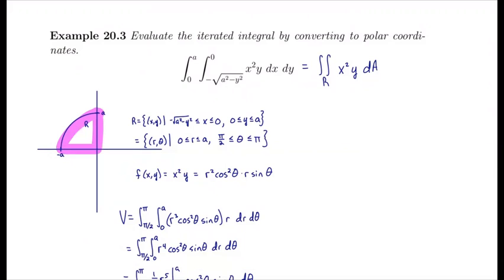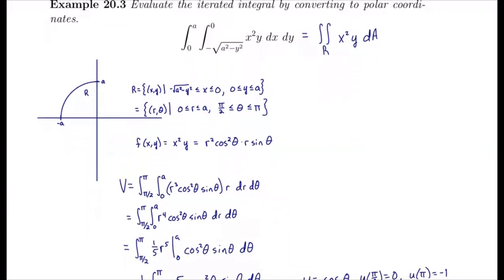If we give it a little sketch like this, we can see what we need to do to convert this set R from rectangular coordinates to polar coordinates. We realize that we need to travel from pi over 2 to pi in theta, and our radius is going to range from 0 to a. And so now we've succinctly described our region as a polar region, and we can rewrite our function, which is f of xy equals x squared y. We rewrite that as r squared cosine squared theta for x squared and r sine theta for y.